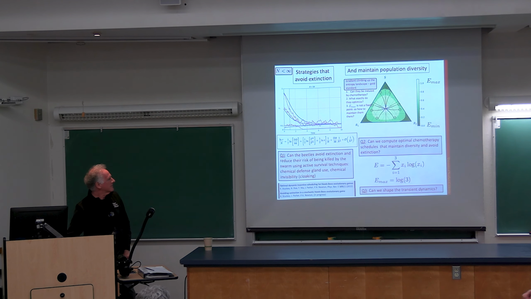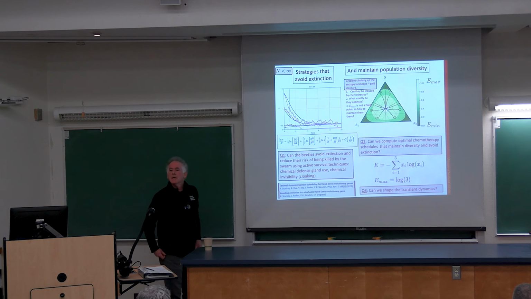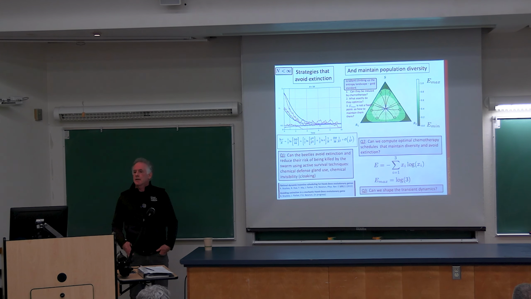There we go. Okay, so the upper left, this reminds me of stochastic chemical kinetics. And the question that comes to mind is, do all trajectories with finite initial conditions go to extinction with probability 1 eventually?